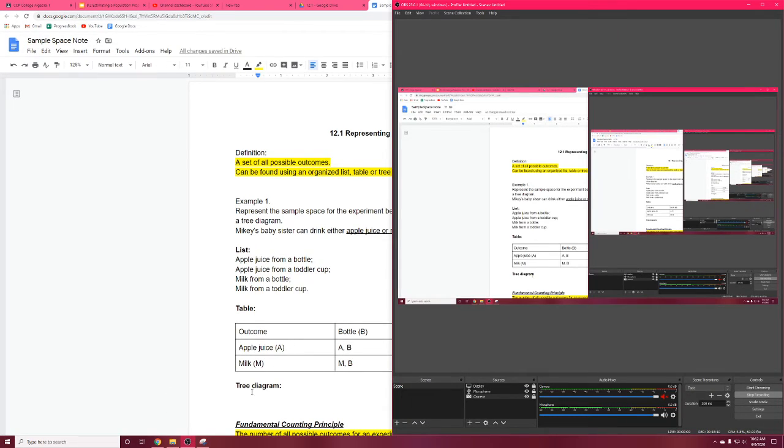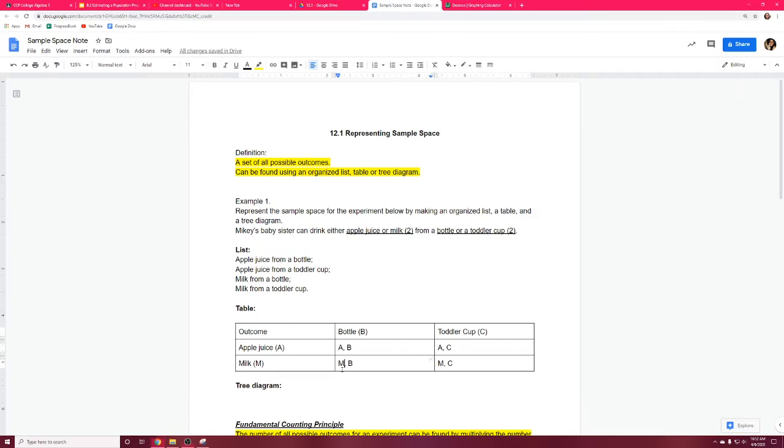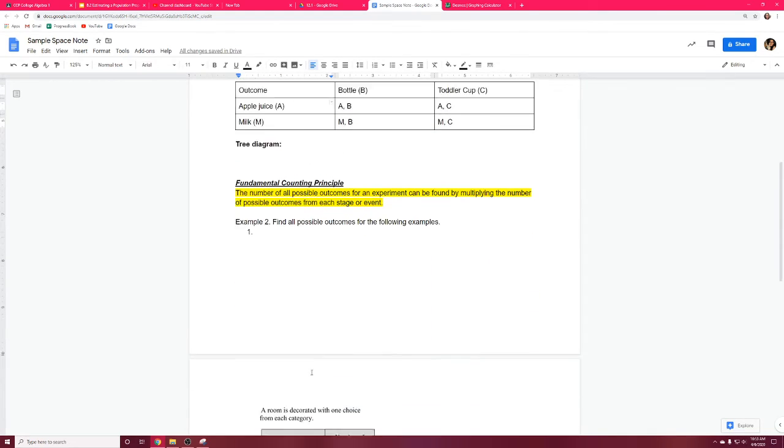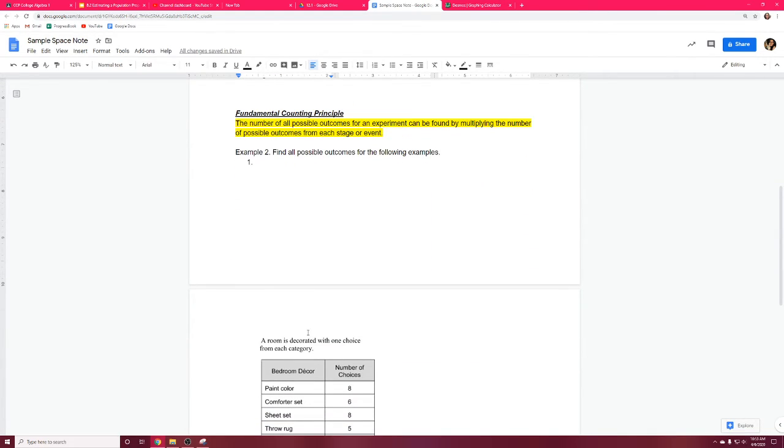All right, so let me give you a summary of today. Today we learned what an outcome is, what a sample space is, which is a set of possible outcomes, and how to find our sample space and how to display it. You can use a list, a table, or a tree diagram. And then we learned the multiplication rule, which is the fundamental counting principle.